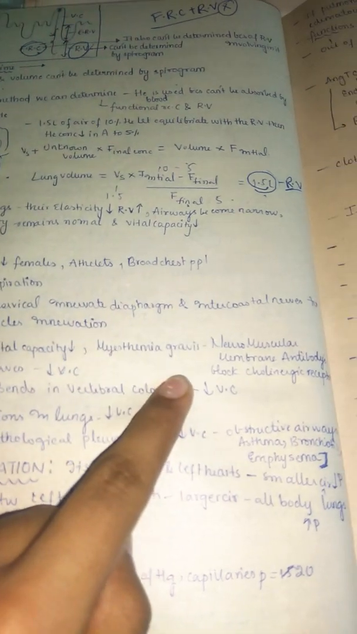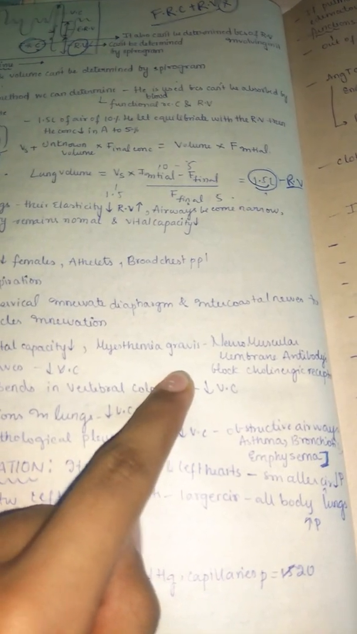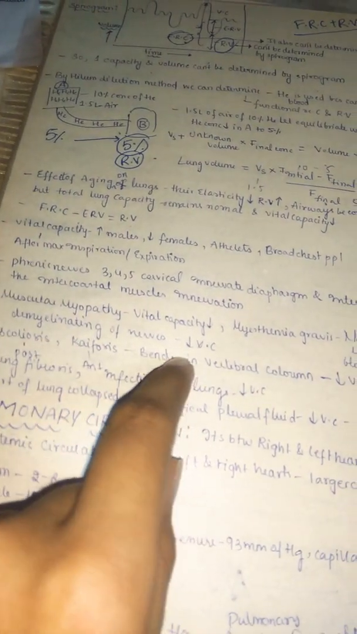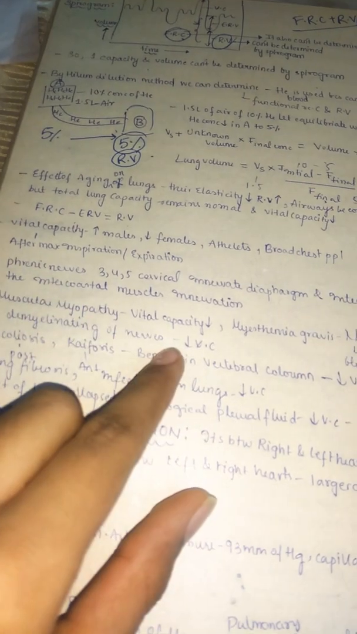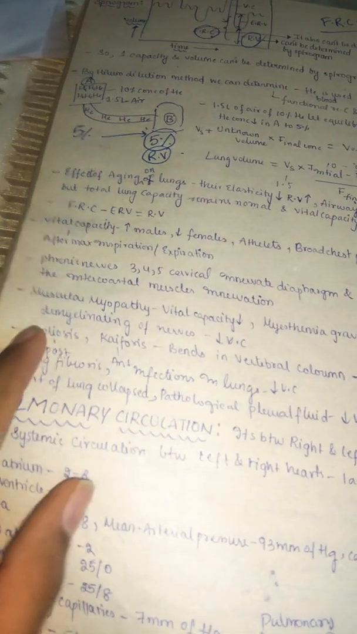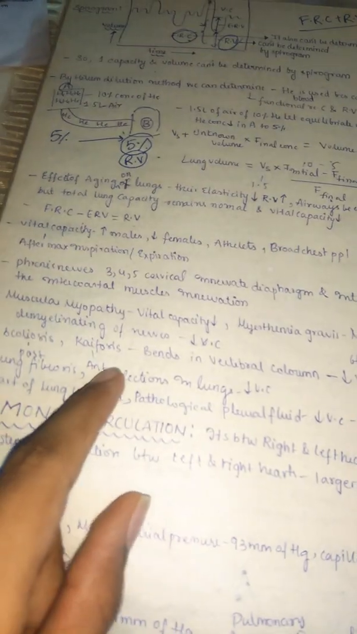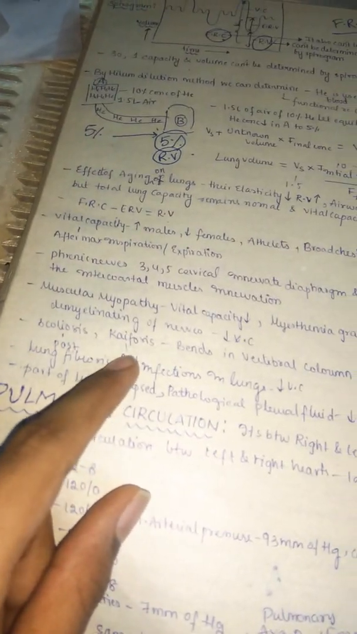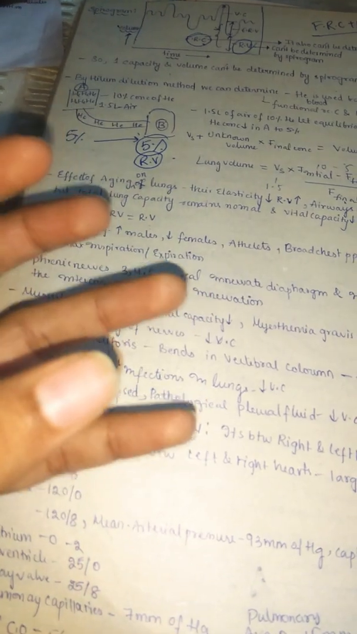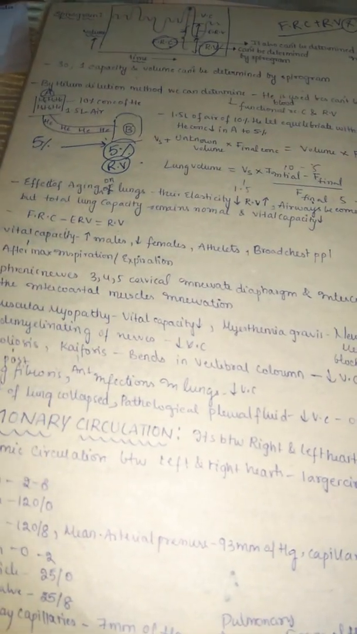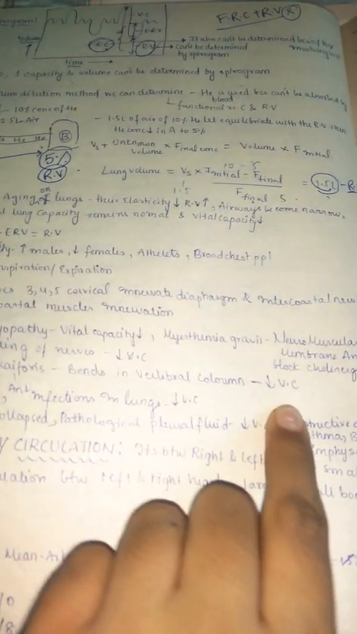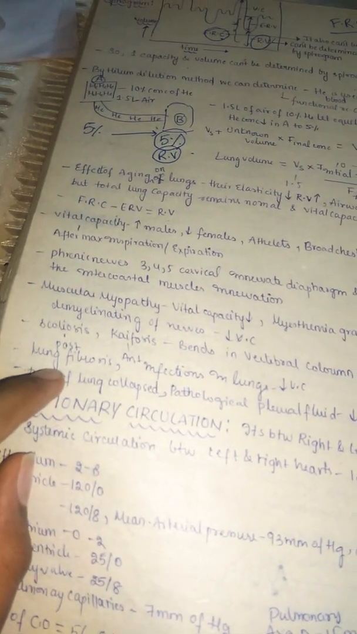In myasthenia gravis also, neuromuscular membrane antibodies block the cholinergic receptors. So because of all these diseases, the vital capacity may be decreased. And in demyelination of nerves, where myelin is not present, vital capacity also decreases. And scoliosis, kyphosis, bends. In scoliosis or kyphosis, what happens is there are bends in the spinal column. Because of the bends, the person's anatomy is different, so the lungs are affected and vital capacity is decreased.